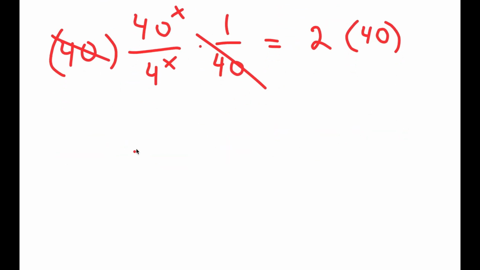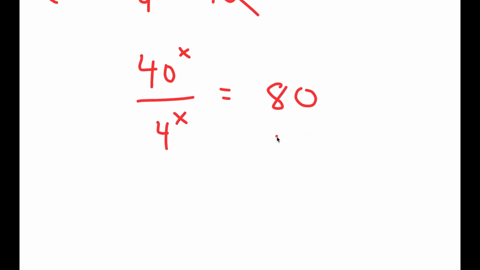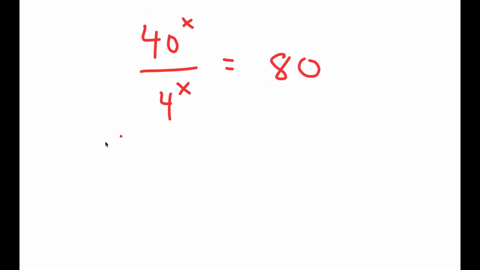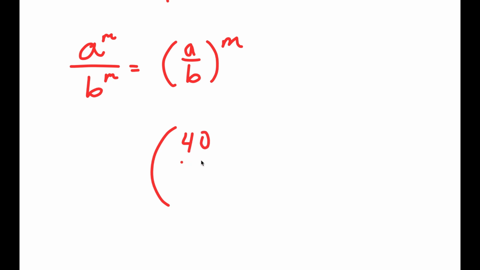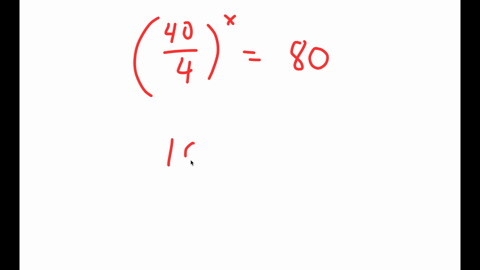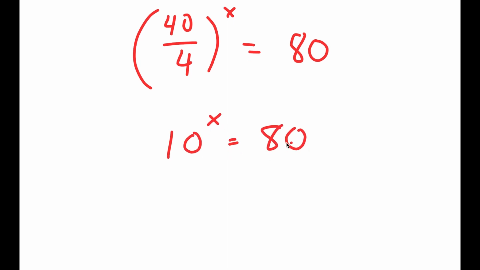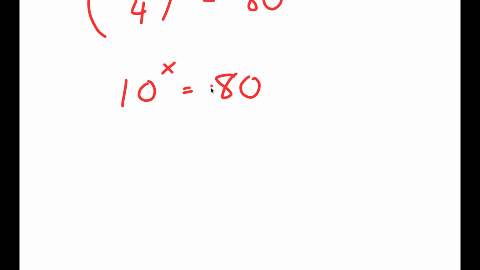So now these two are going to cancel out, and I get, for my left-hand side, 40 to the power of x over 4 to the power of x, and for my right-hand side, I get 80. Now, another property of exponents is that if I have something in the form a to the power of m over b to the power of m, this is equal to a over b to the power of m. So 40 to the power of x over 4 to the power of x is going to turn into 40 over 4 to the power of x, and this is equal to just 80. Now 40 divided by 4, as everyone probably knows, is 10. So now I'm left with 10 to the power of x is 80, which is a significantly simpler equation than what we started with.